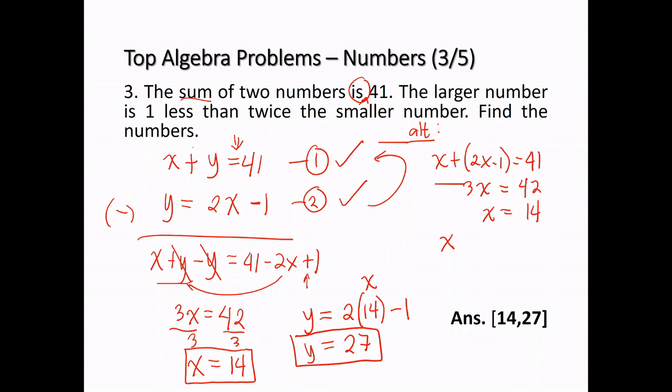So we already have x, so we can use 14 plus y. We can use the first equation, 41. So you have y is equal to 41 minus 14, which is equal to 27. So you notice they have the same answer as the previous solution.